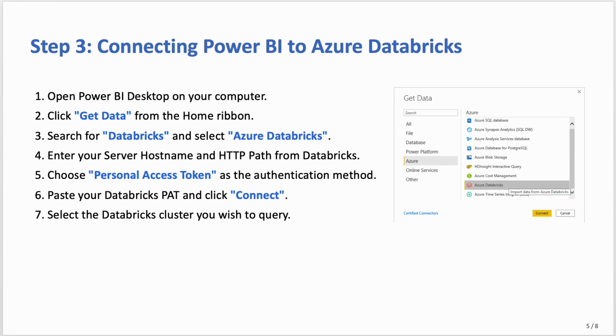So open your Power BI Desktop on your computer. Click Get Data from the Home ribbon. Search for Databricks and select the Azure Databricks. Enter your server host name and HTTP path from the Databricks. Choose Personal Access Token as the authentication method and paste your Databricks token.